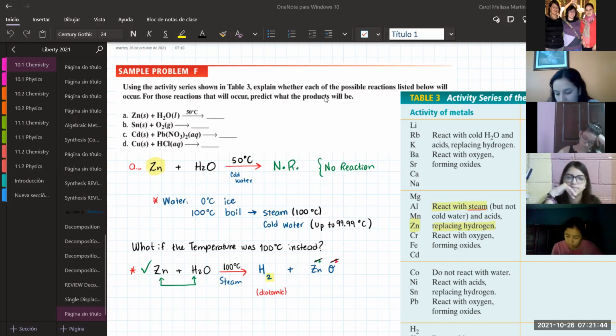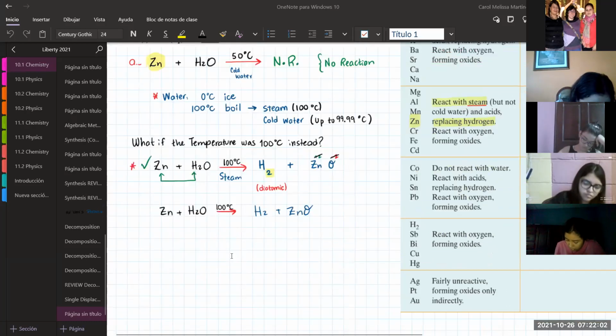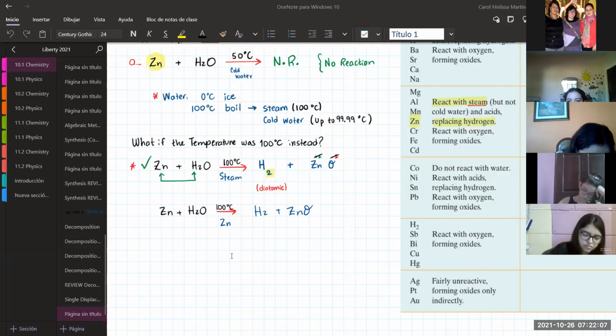So my reaction will end up like this. Zinc plus water is going to produce H2 plus zinc oxide. It's going to produce hydrogen gas and zinc oxide. Now, as usual, I need to see if it is balanced. Just by taking a look, I already know that it is balanced. 1 zinc, 2 hydrogens, 1 oxygen. In the products, I have 1 zinc, 2 hydrogens, and 1 oxygen. So that means that this equation is balanced.